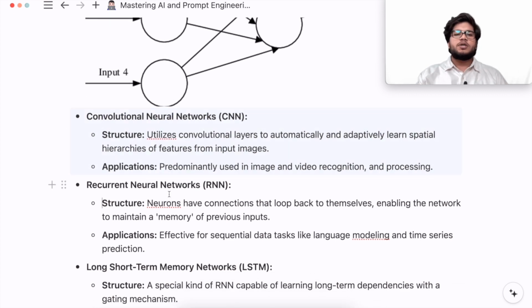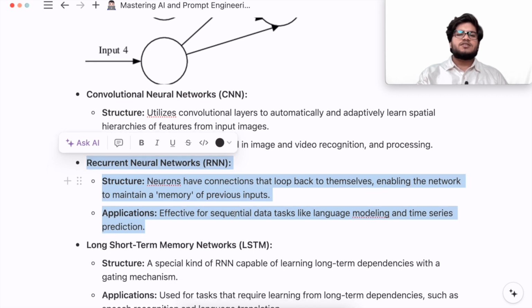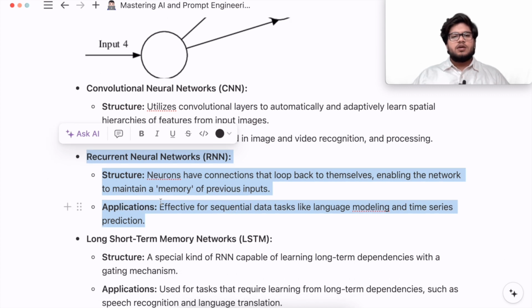Now let us move forward. Recurrent neural network, RNN. Neurons have connections that loop back to themselves, enabling the network to maintain a memory of previous inputs. The application of recurrent neural networks is effective for sequential data tasks like language modeling and time series prediction. We have the new version of ChatGPT, that is ChatGPT 4.0, that works for real-time data.